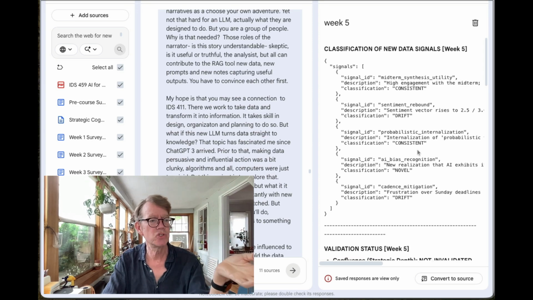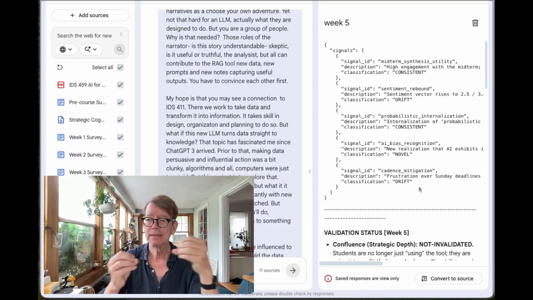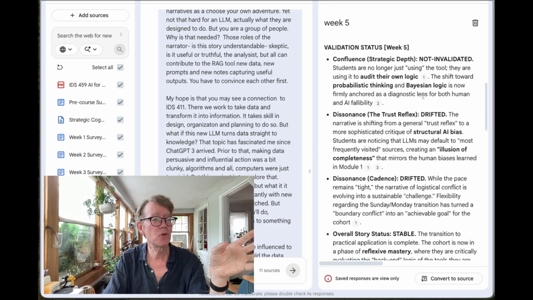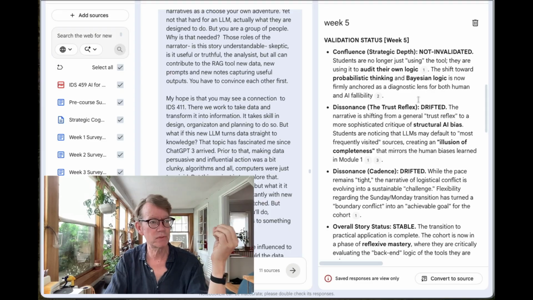I actually changed because I wanted some more formal data to work with. So I had this particular set of taxonomies, synthesis, utilities. I don't know. I'm still working with this, but I kind of have gotten back to confidence levels, like what's going well. They are not using the tool, they're auditing their own logic. That's wonderful.